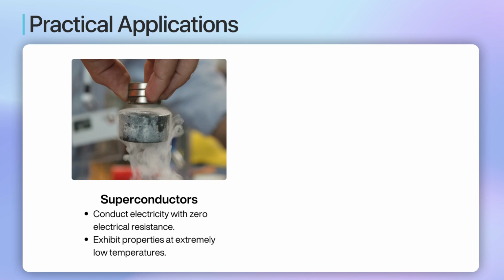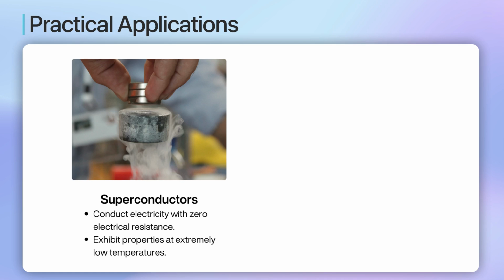One interesting application of temperatures near absolute zero is superconductors. Superconductors are materials that can conduct electricity with zero electrical resistance. Many superconductors exhibit their remarkable properties at extremely low temperatures, often approaching absolute zero or close to it.